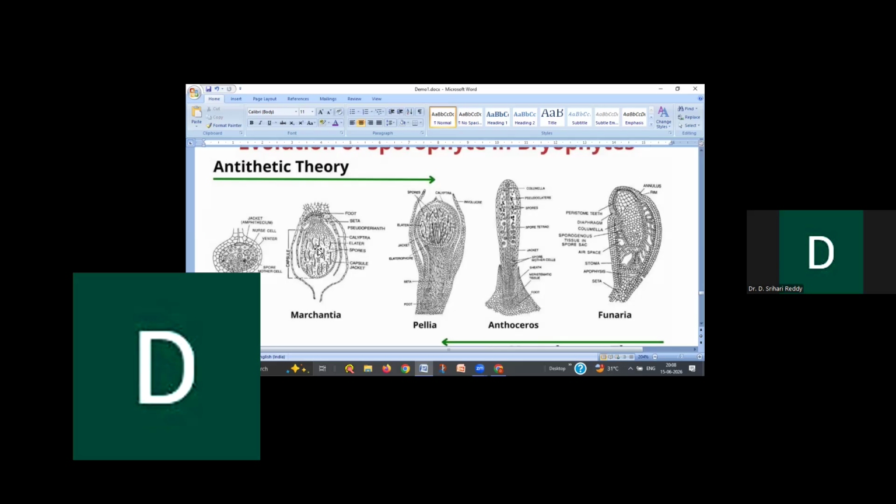For spreading all over the spores, this sterile tissue is required. If you see in Funaria, you see the sterile tissue in the form of photosynthetic tissue. In the apophysis, photosynthetic tissue is present, so it also provides food for the growing sporogenous tissue. So as per this progressive evolution theory, Funaria is the most advanced. It was proposed by Bower.